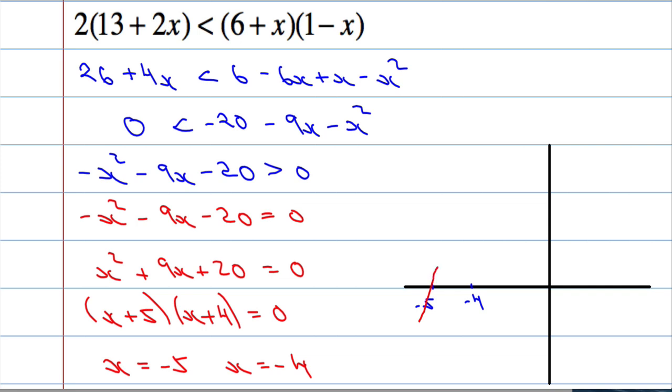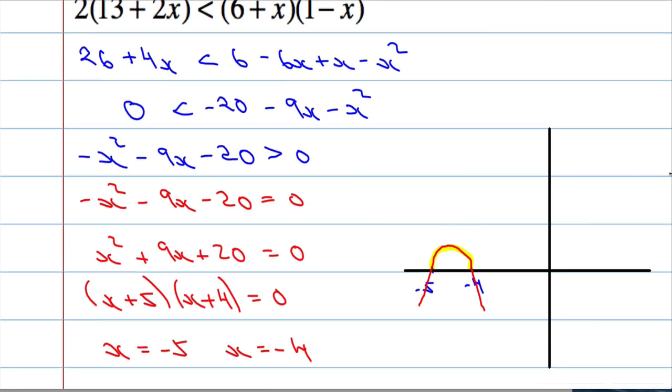So it'll come up like that and then down like that. And we want to know where it is greater than 0. Well, all these values in here are greater than 0. So any value of x that's bigger than negative 5, or a value of x that's less than negative 4.